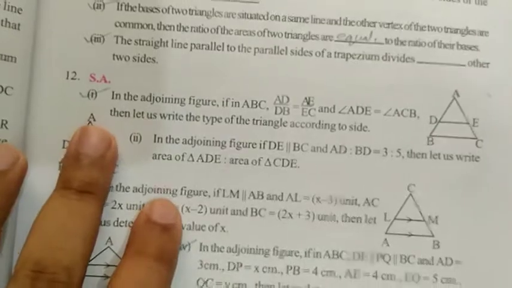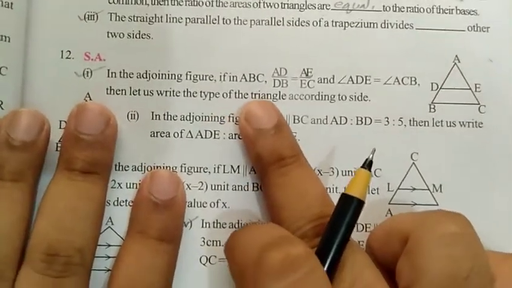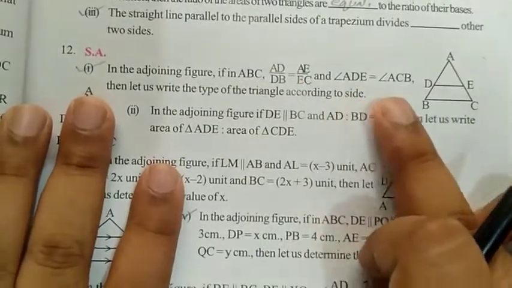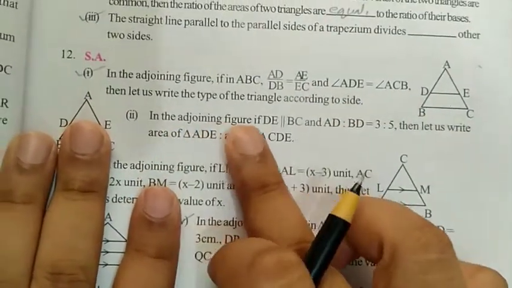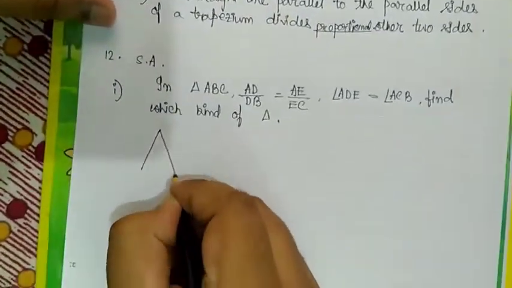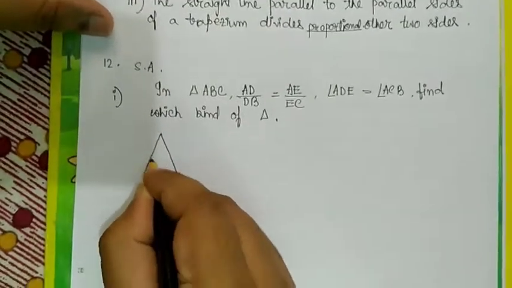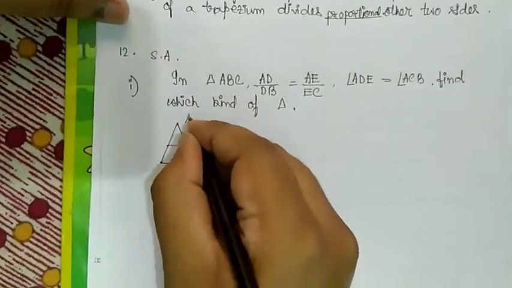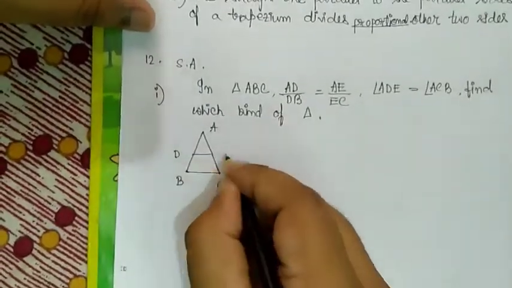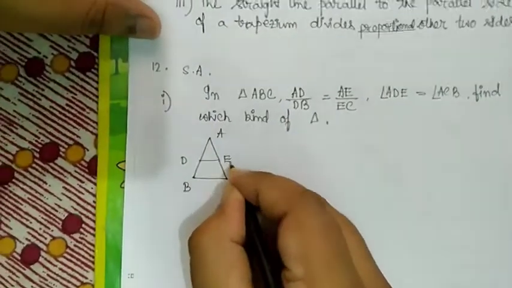The next sum is, in the adjoining figure, in triangle ABC, AD by DB equal to AE by EC and angle ADE equal to angle ACB. Let us write the type of the triangle according to the sides. First of all, we have to draw the diagram. The diagram is like this one. This is A, this is B, this is C, this is D, and this is E.